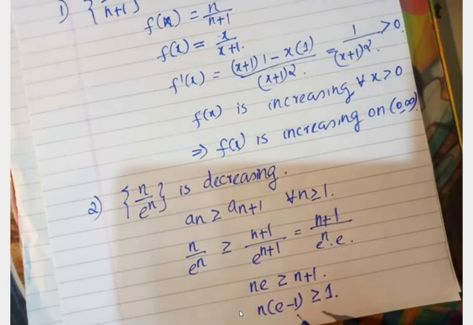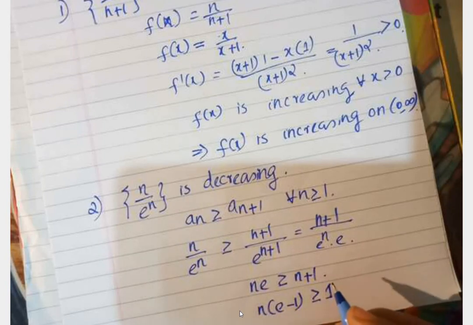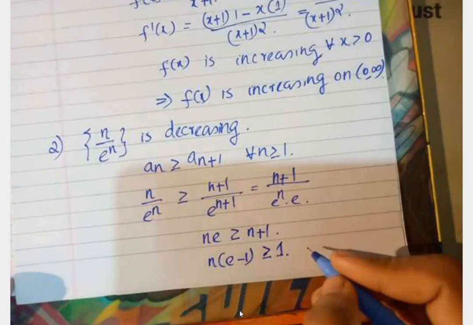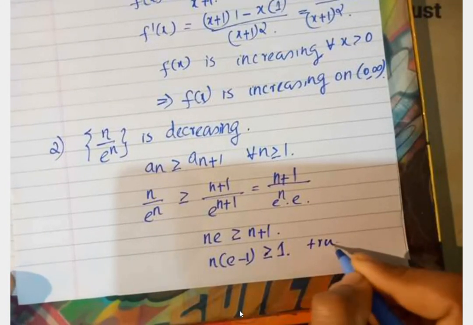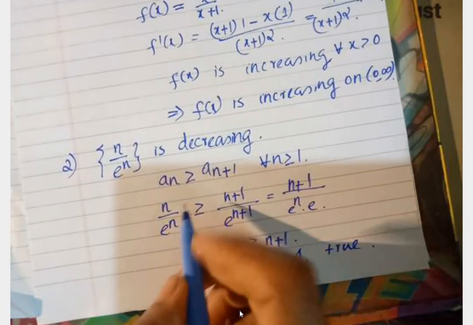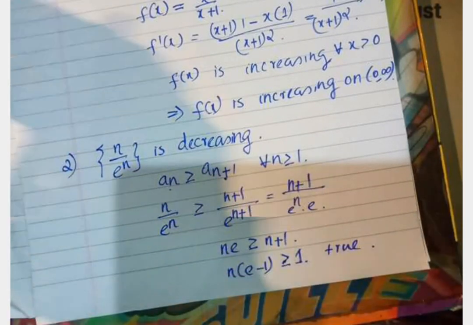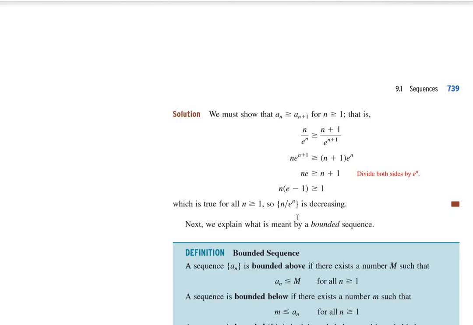Greater than or equal to 1 is true or not? E minus 1, e is 2 point something minus 1, that is 1.7 into n. N is always greater than or equal to 1. So this is always greater than or equal to 1. This is true. So this assumption is okay. That is correct. So like this we can do the problem very easily. So the sequence is decreasing.